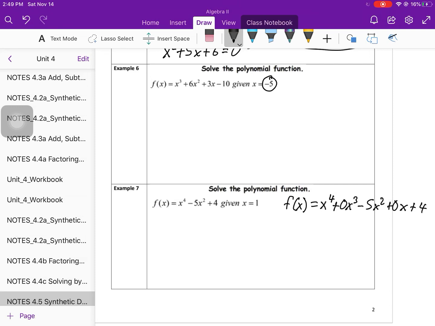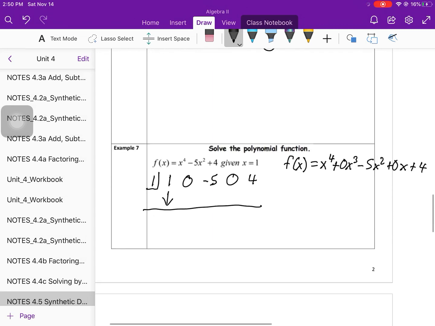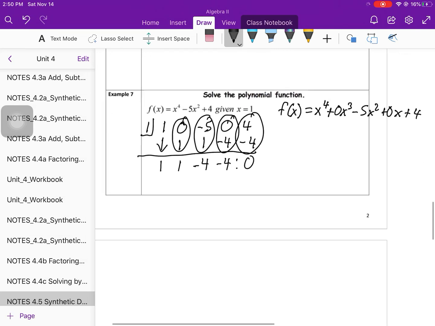So we would line this up. 1 is the number that we're using. We would get 1, 0, negative 5, 0, and 4. Let's go ahead and synthetically divide this. Bring down the 1. 1 times 1 is 1. Add those, we get 1. Multiply, we get 1. Add those, we get negative 4. Multiply, you get negative 4. Add those, negative 4 again. Multiply, negative 4. Add these, and we end up with 0.